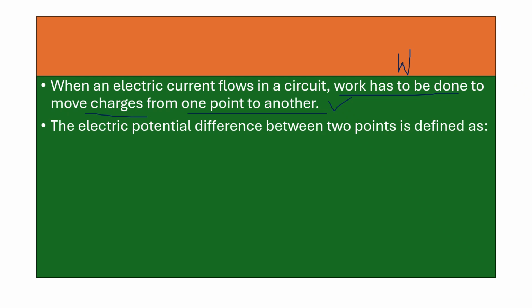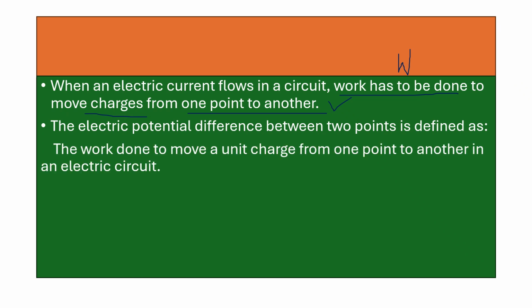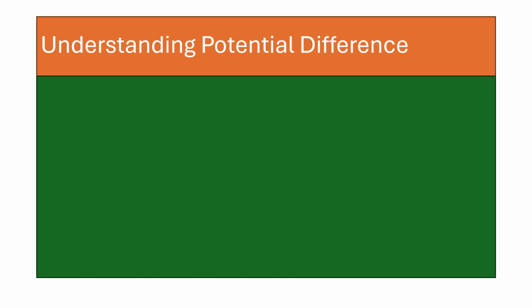So the electric potential difference between the 2 points is defined as the work done to move a unit charge from one point to another. What is done? Work done. Where? To move a unit charge from one point to another. And what path does it actually follow? That's an electric circuit. Now let's understand in more detail what is potential difference.